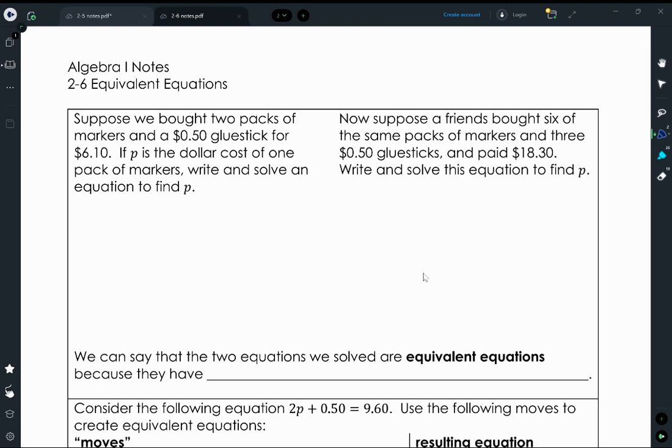Hello class, these are our 2-6 notes, equivalent equations for Algebra 1. So we start out with an example.